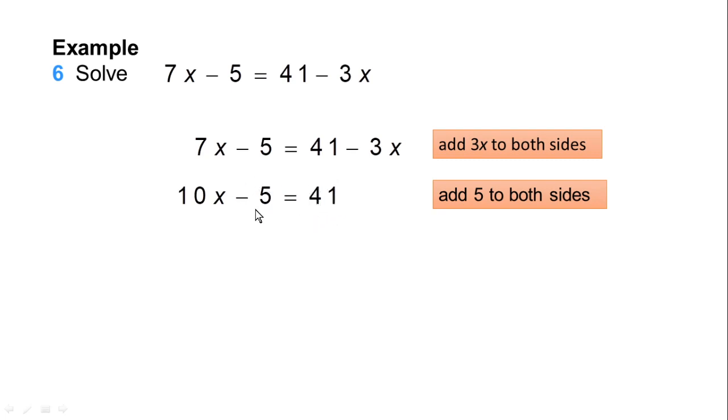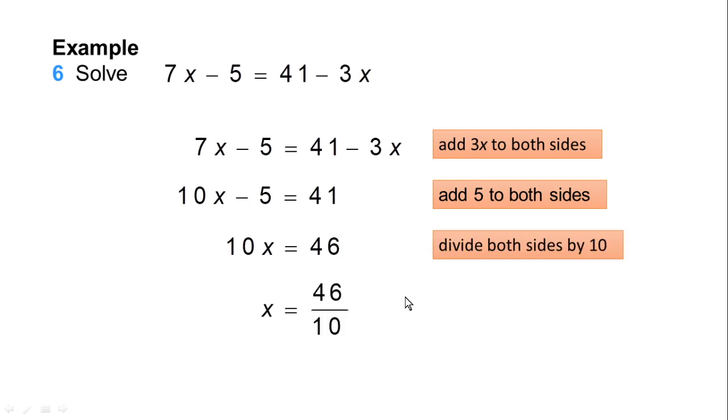If I add both sides by 5, this will become 41 plus 5. Negative 5 plus 5 is 0. So it will become 10x equals 46. Divide both sides by 10. You'll get 4 and 6 over 10, which is simplified as 4 and 3 over 5, which can also be written as a decimal number, which is 4.6. Okay, so this is the value of the x in this equation.